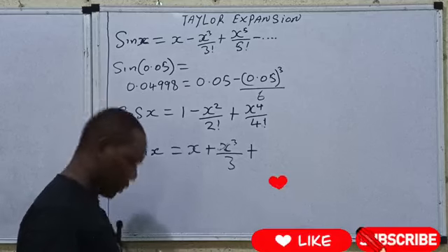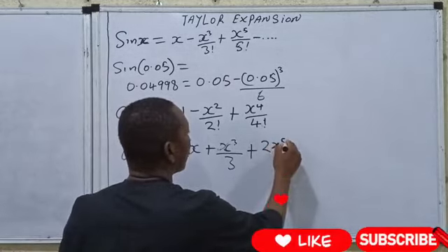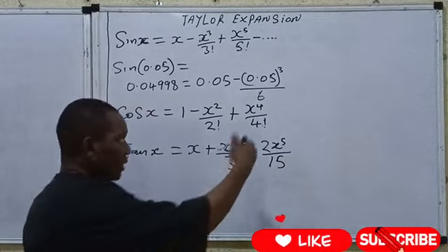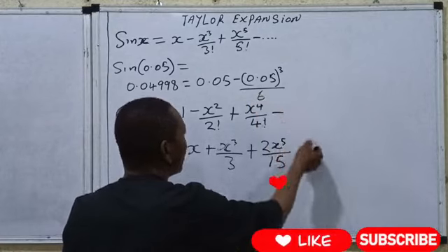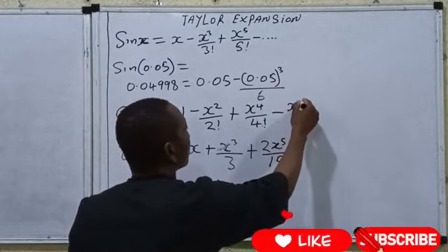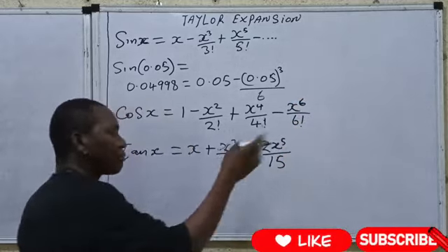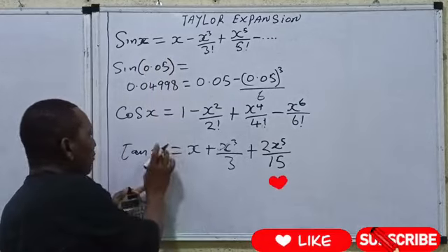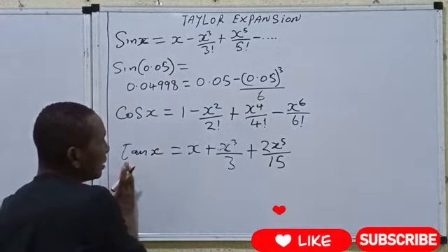It's always easier to manage it in this format. We also have 2x raised to the power 5 all over 15. You can stop here, or continue just the way you have here. The next one is minus x to the power of 6 all over 6 factorial. If you decide to verify using 0.05, put it in place of x, and you notice that the answer on the left hand side is equal to the answer on the right hand side.